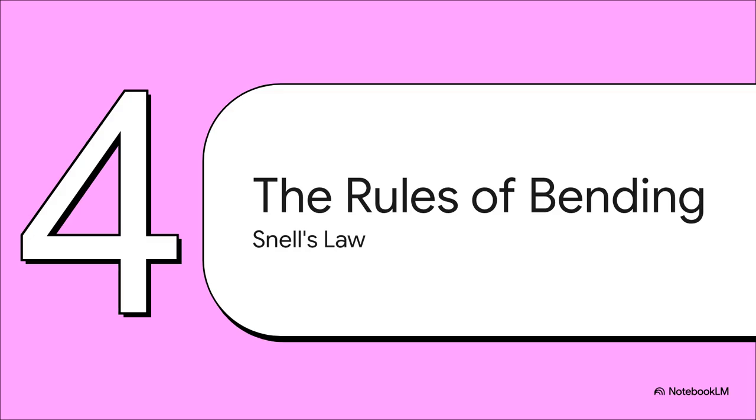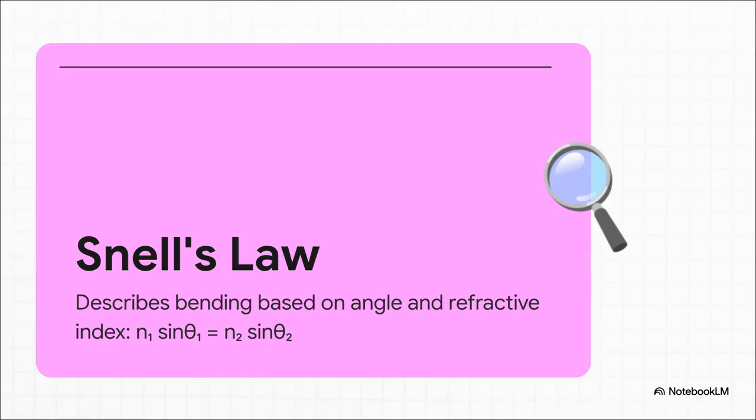In fact, there's a precise mathematical law that tells us exactly how much light will bend when it moves between any two materials you can think of. It's called Snell's law. And look, I know the formula might look a little intimidating, but the idea behind it is actually pretty simple. It's basically the official rulebook for refraction. It just means that if we know the angle the light is coming in at, and we know what materials it's passing between, we can predict the exact angle it will bend to, every single time.